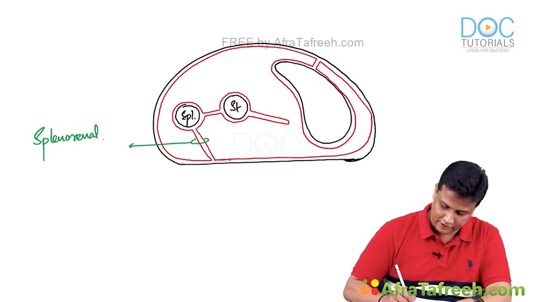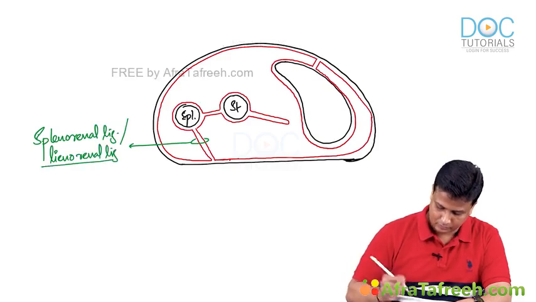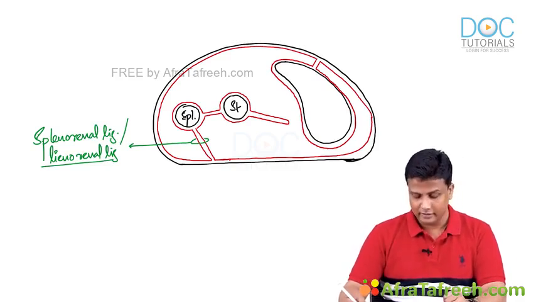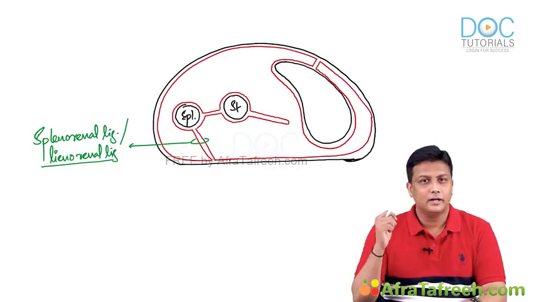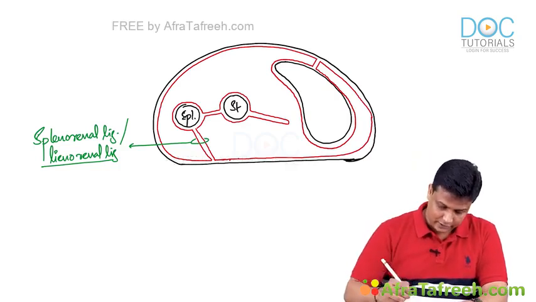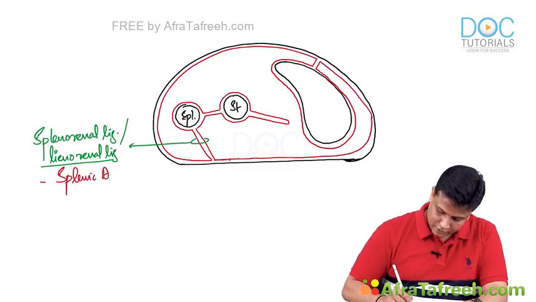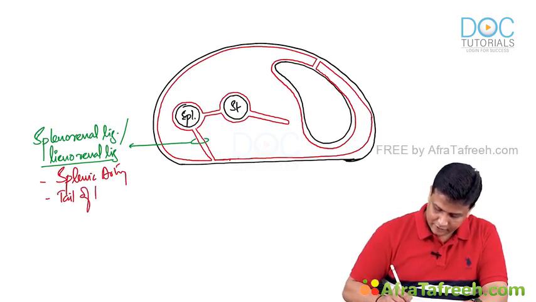That is splenorenal ligament, or else it is also known as the lienorenal ligament. Perfect. Now what is the content of this one? That's important. Remember, the artery which will be supplying the blood to the spleen will be passing from here only. That is your splenic artery. So this ligament is the one which will be actually having the splenic artery. And not only the splenic artery, remember, even the tail of the pancreas. Tail of pancreas will also be present in the splenorenal ligament.